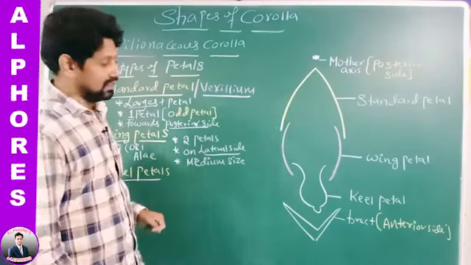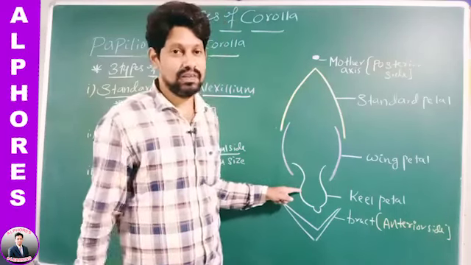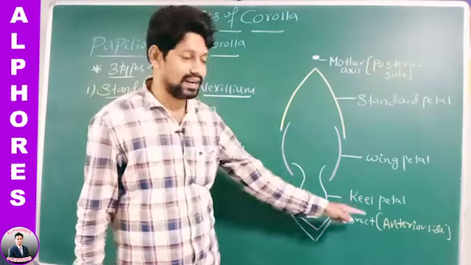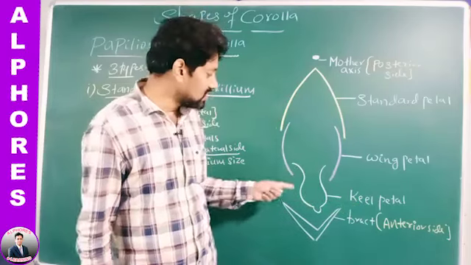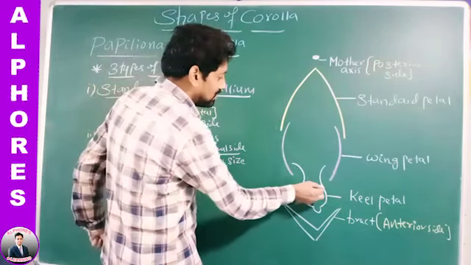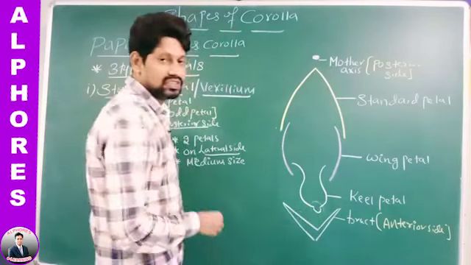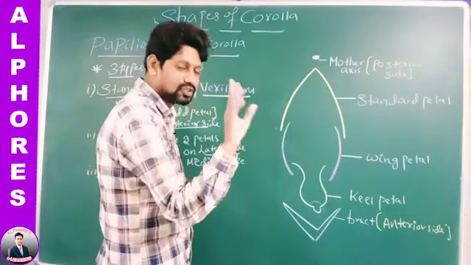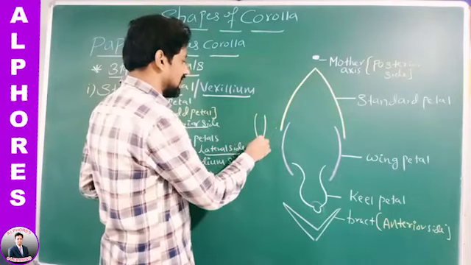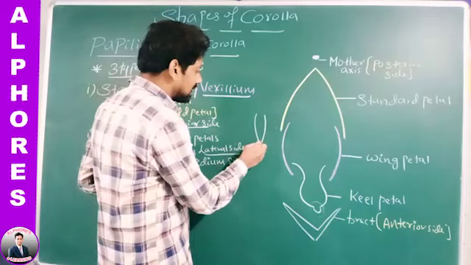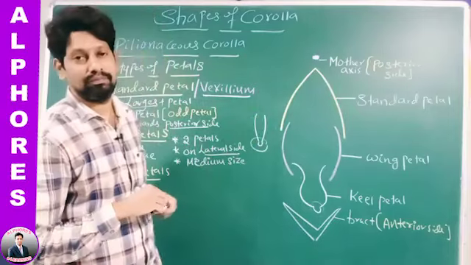Keel petals, sir, one, two. These are keel petals. Smallest petals. They are towards the bract, which means they are towards the anterior side. Now see the diagram once. This is one keel petal, this is another keel petal, two keel petals. They are fused partially at the base. Are these two keel petals completely fused? No. They are fused only at the base. Therefore, partially fused but not completely fused.